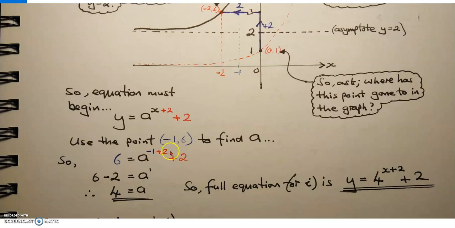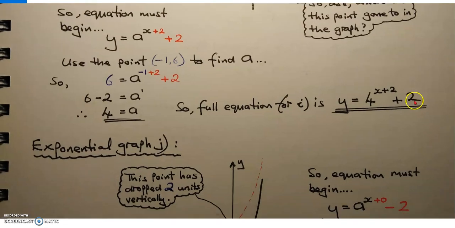So we take the plus 2 first. Over the equal sign it goes to minus 2, so the left-hand side goes to 4, and minus 1 plus 2 is 1. So we've found that a to the power of 1 is 4. So a must be 4. The full equation for curve I is y equals 4 raised to the power of x plus 2, and then plus 2 added at the end.